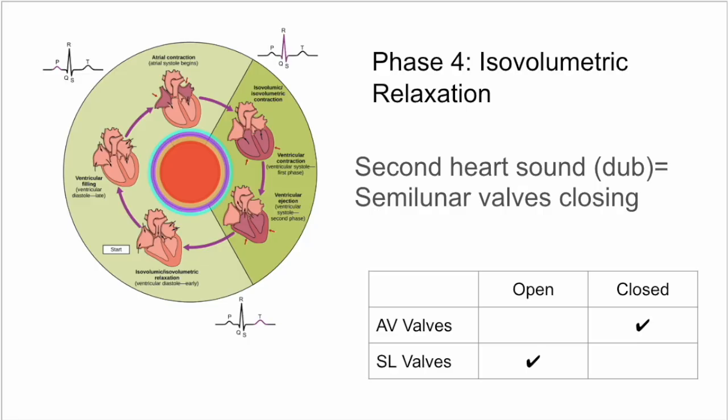And then the pressure in the atria starts to rise. Eventually, the pressure is going to open those AV valves again, and you return to ventricular filling, so the cycle repeats. I hope this explanation of the cardiac cycle is helpful for you.